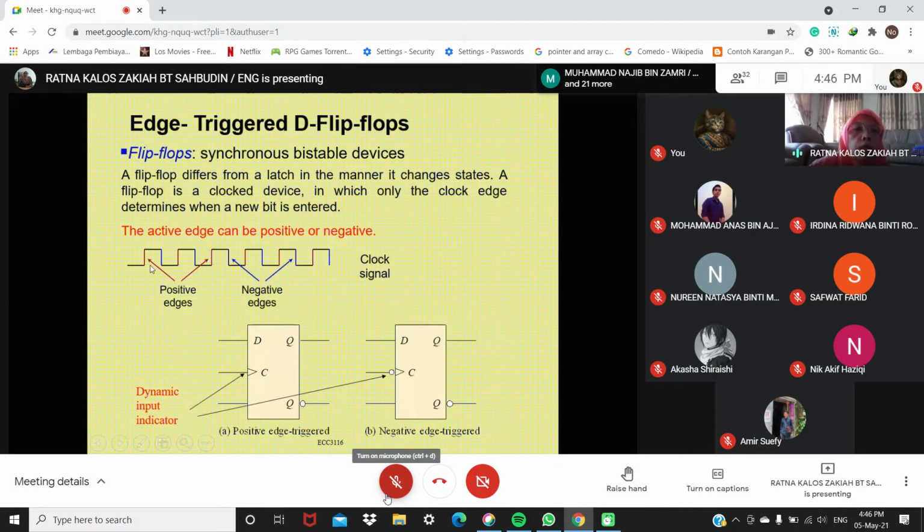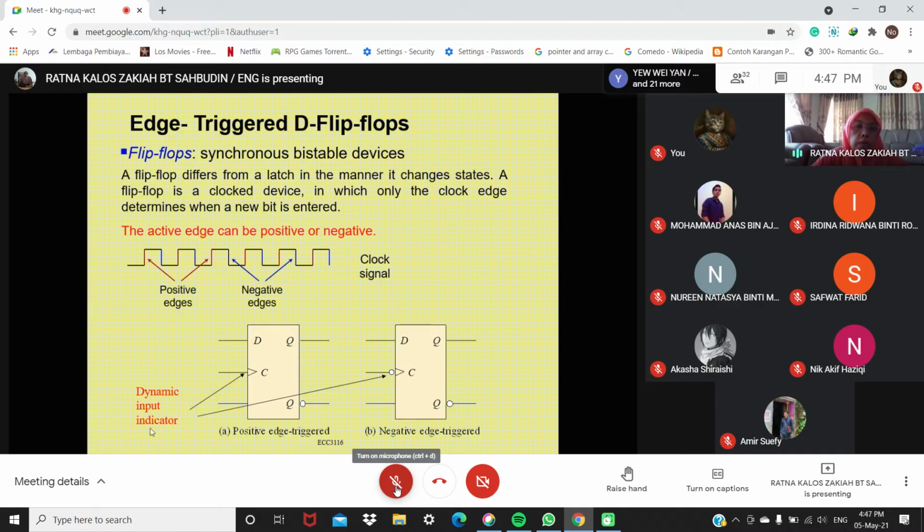Okay, can you see the colors brown and blue in the slide? The brown shows the positive edge. It shows the clock going from low to high. So this is the positive edge. And for the blue, it's from high going to low. This is the negative edge. So this flip-flop refers to the edge of the clock, which determines when it changes state.